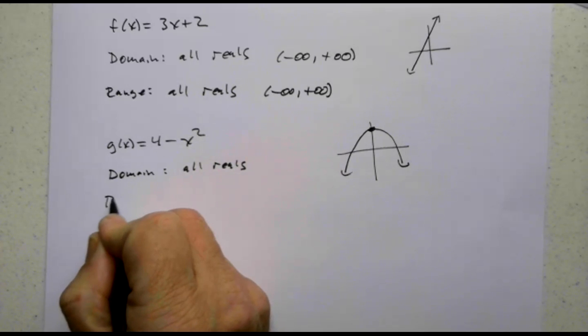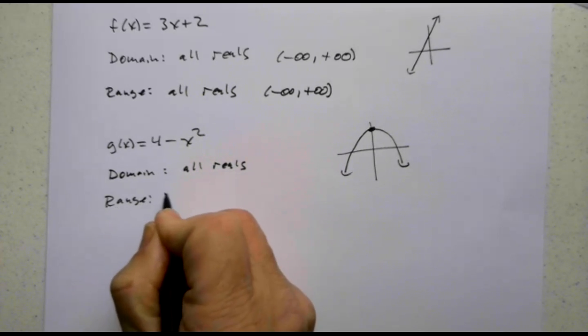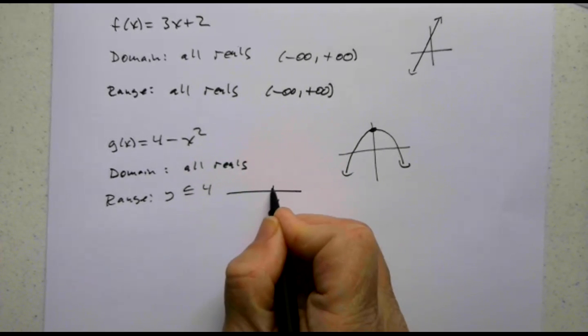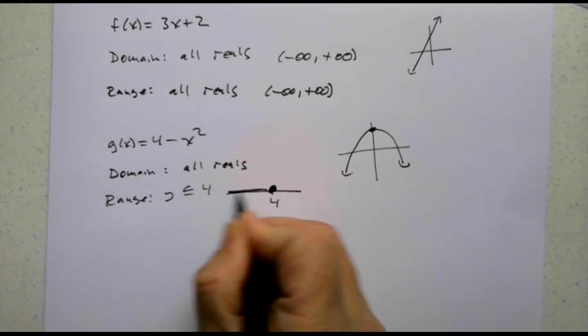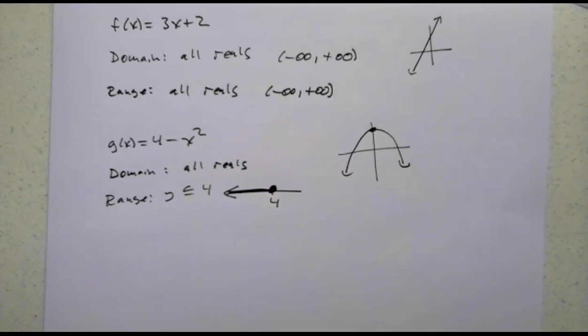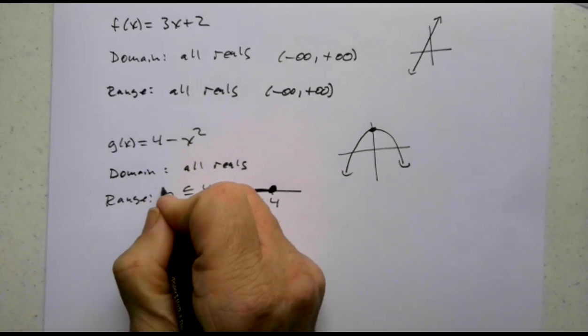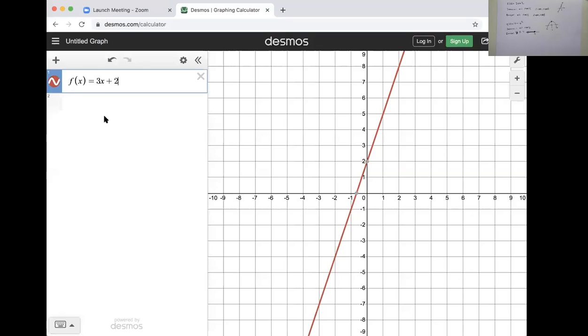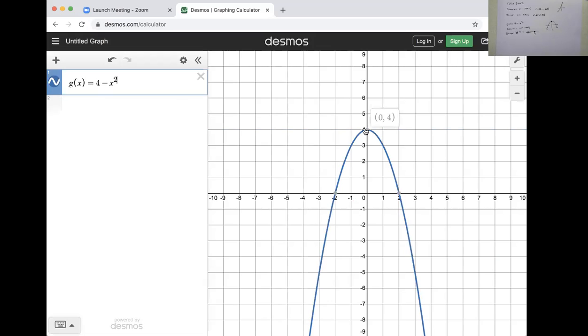So our y values for our range, y would be less than or equal to 4. So in interval notation, it would look like this, right? And then headed this way for our range. And again, let's go ahead and look at Desmos just to make sure. So we have g of x is 4 minus x squared here. And we think about inputs and outputs. It gets as high as 4, does not go beyond 4. So negative infinity to 4 is my range.